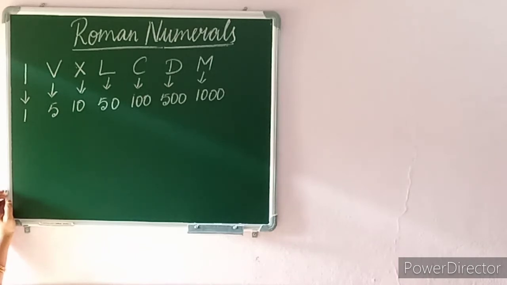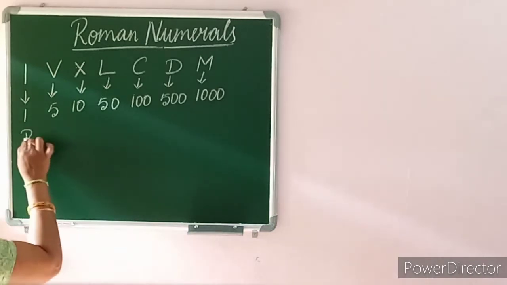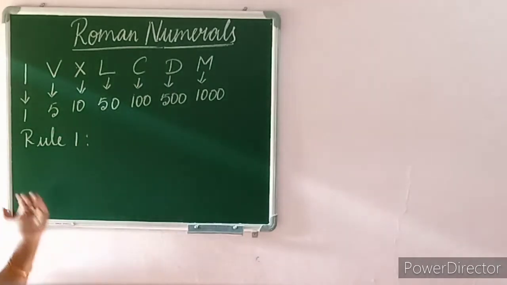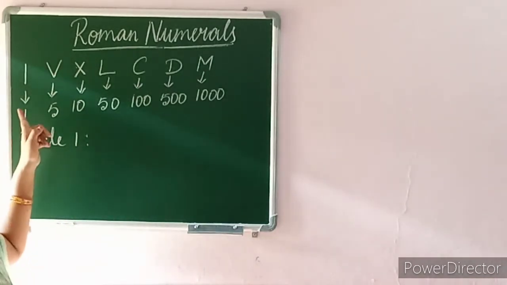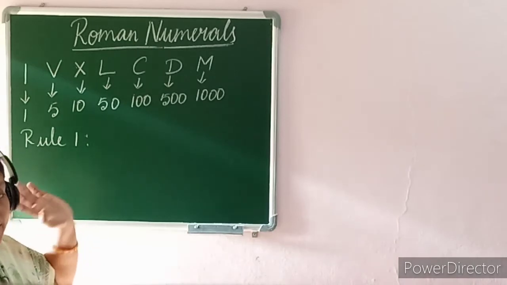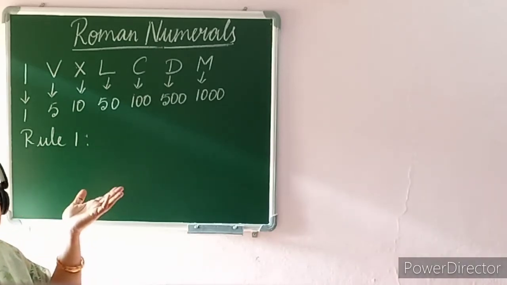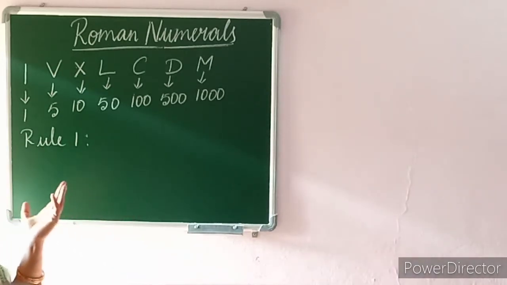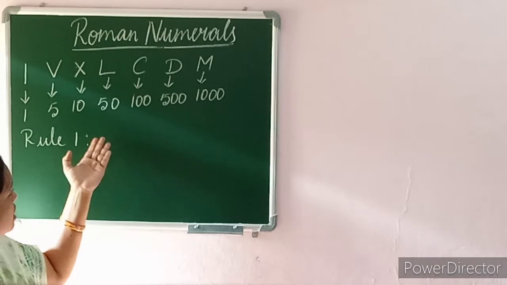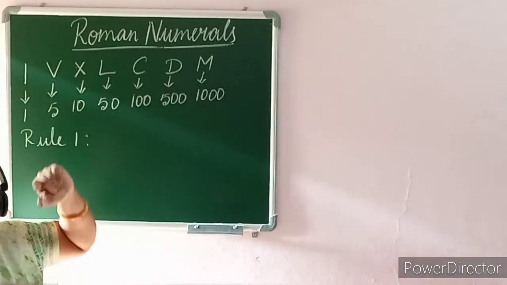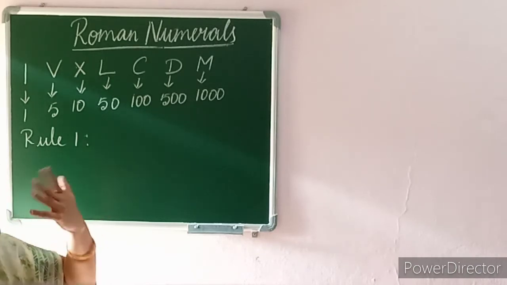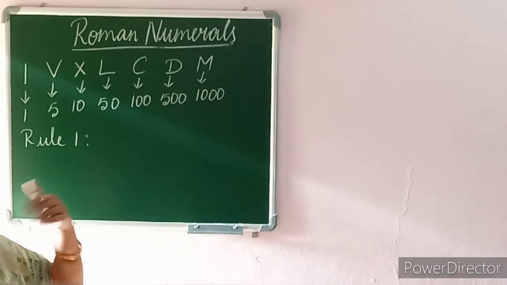First we should know some rules. What are those rules? Let me tell you. Rule number 1: in these 7 symbols, if you observe very clearly, you cannot find any symbol for 0. We have 0 in the Hindu Arabic system, but in the Roman system there is no symbol for 0. That is one thing you have to remember. And the next thing is, in these 7 symbols, only a few symbols will be repeated and a few symbols will never be repeated.